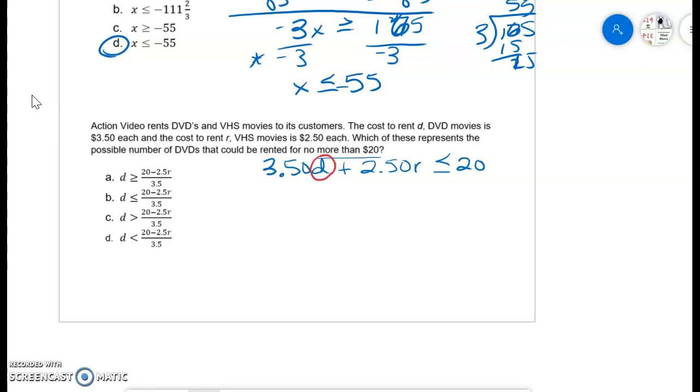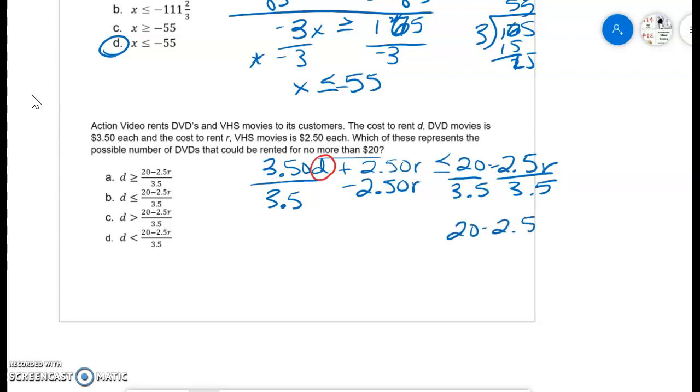So I need to move my 250 first. So minus 250, minus 250. And now we're going to divide everything by 3.5. So we can write it individually like that, or we could also write just divided by 3.5. And this was a positive, so we're not changing our inequality. So this is going to be letter B.